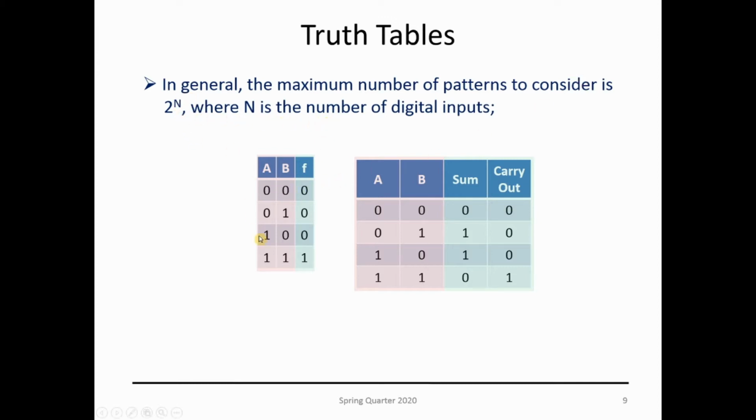If I have 2 bits, I need to have 4 patterns. And I need to also indicate which one is the least significant bit and which one is the most significant bit. So the most significant bit is represented to the left, to the far left of your truth table, and the least significant bit is going to be the one to the further right of your inputs.